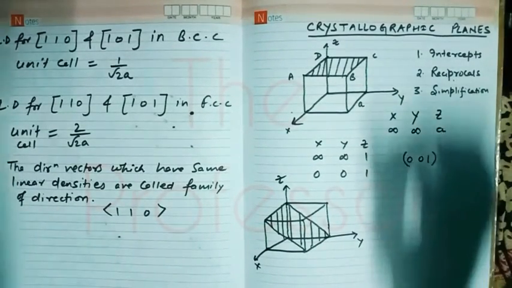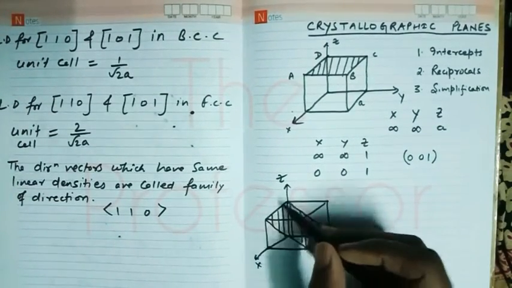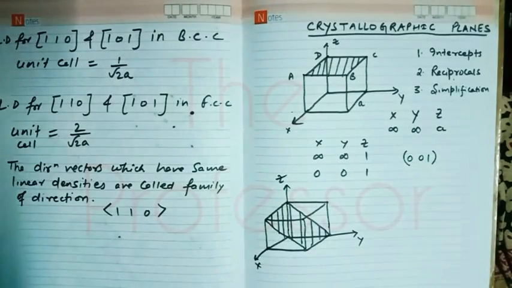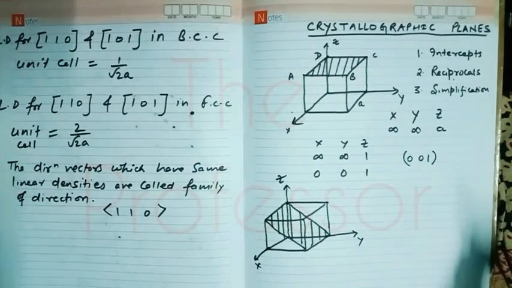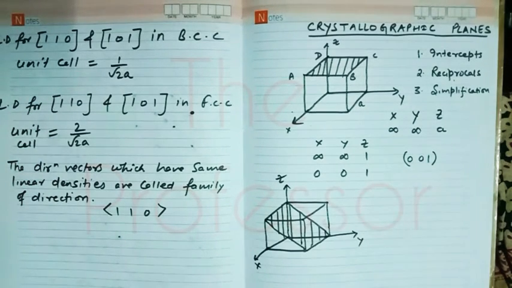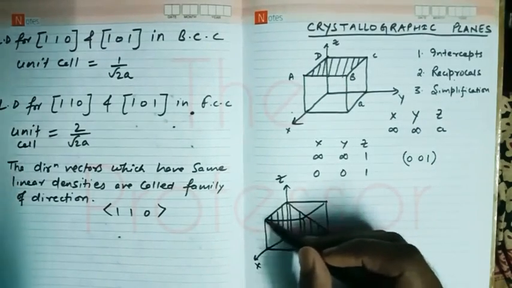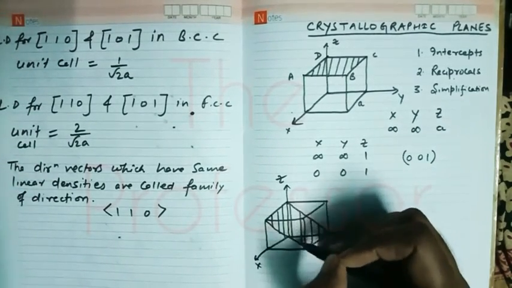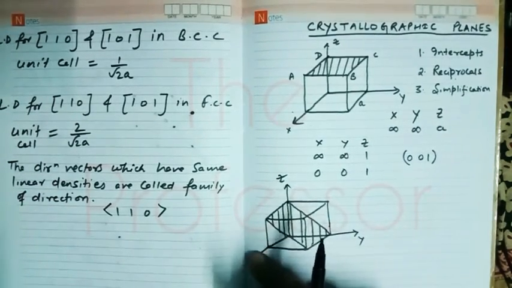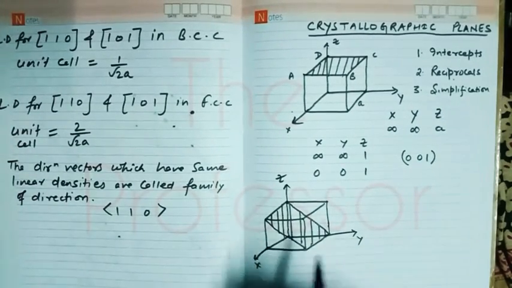First of all, we will find out the intercept made by this plane on the three axes: the x-axis, y-axis as well as z-axis. You can see that this plane is not intersecting the x-axis. It is intersecting the z-axis at a distance of a. It is intersecting the y-axis also at a distance of a, but it is not intersecting the x-axis. It means that this plane is going to meet the x-axis at infinity.